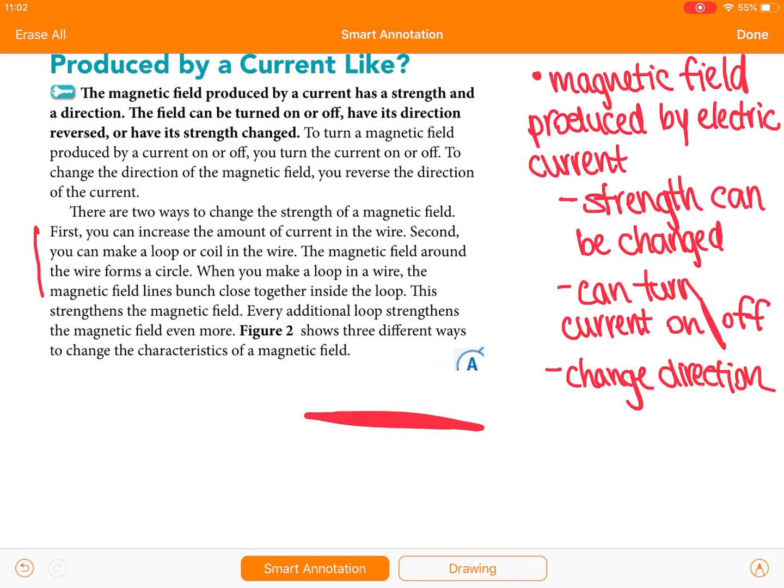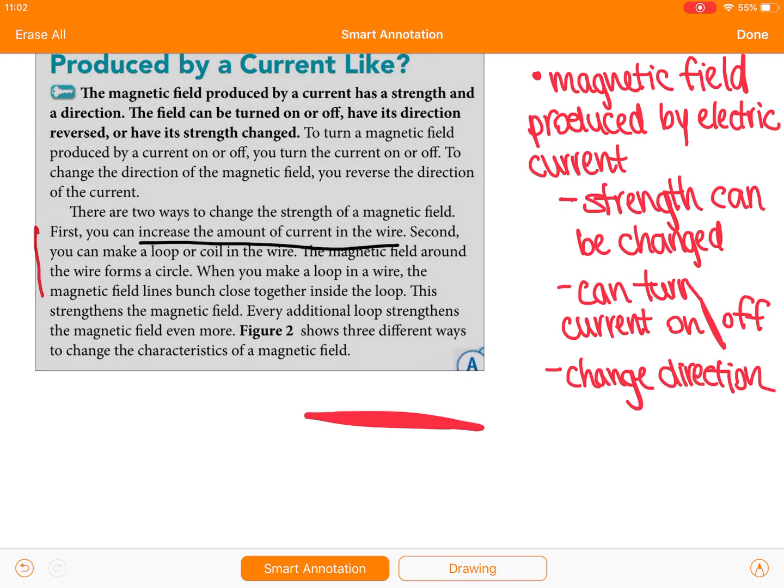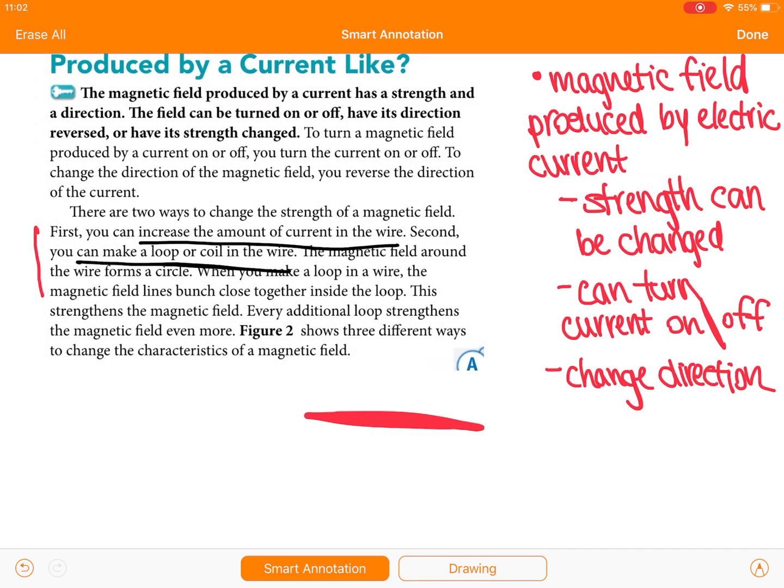All right, two things. You can actually make these stronger, and one way to make it stronger is you can increase the amount of current in the wire, or you can add more loops to the wire. All right, because if you're making more loops, you're bringing those field lines closer together, and that's how you're making it stronger that way.